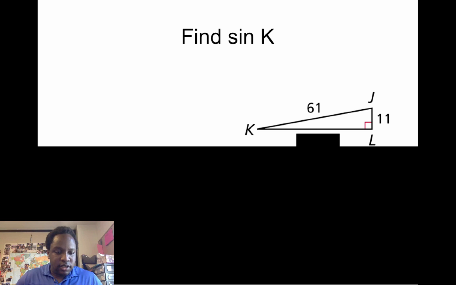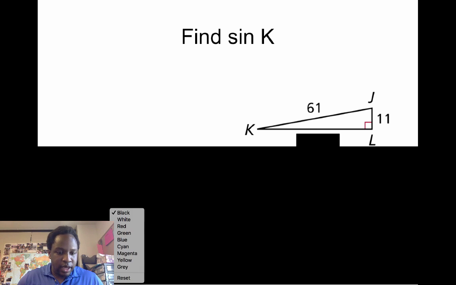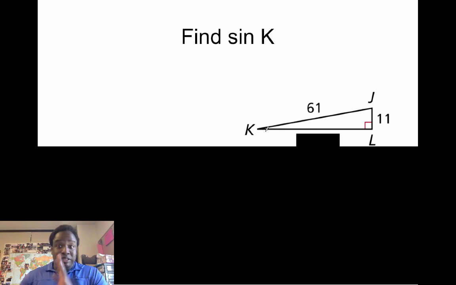So let's find sine of angle k. Here's angle k. Sine is opposite over hypotenuse. So sine k is equal to 11 over 61. Okay? Opposite over hypotenuse. But now let's find the measure of angle k.